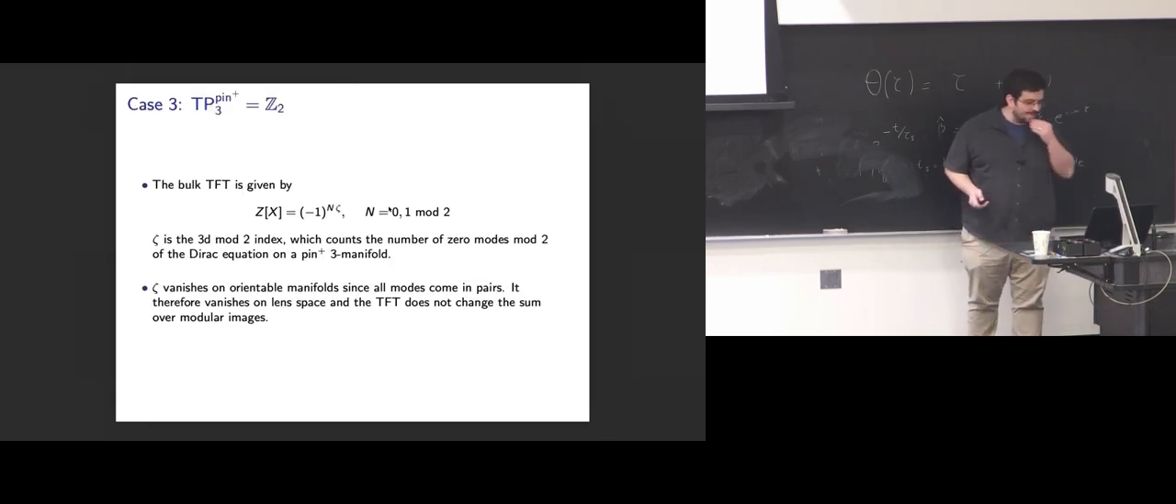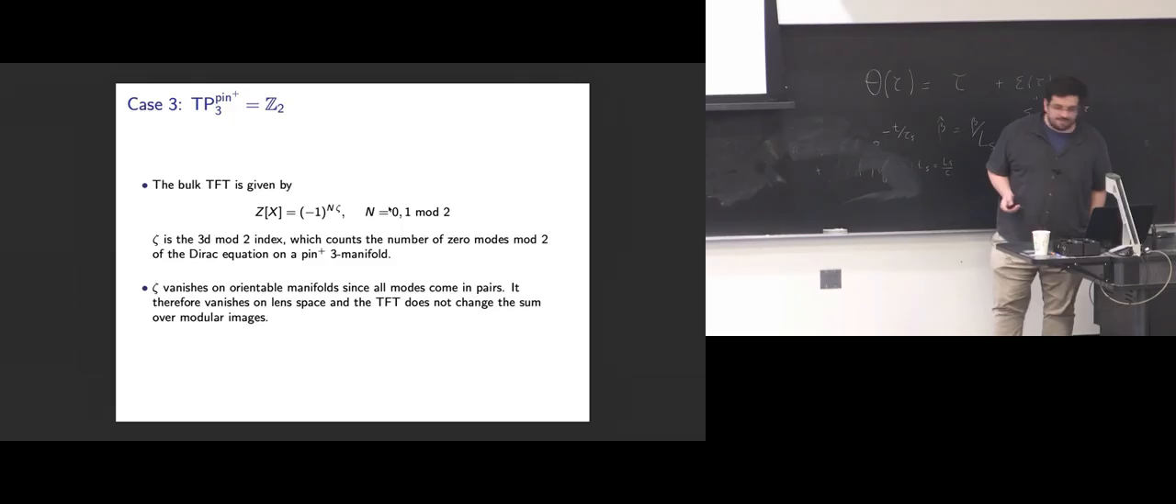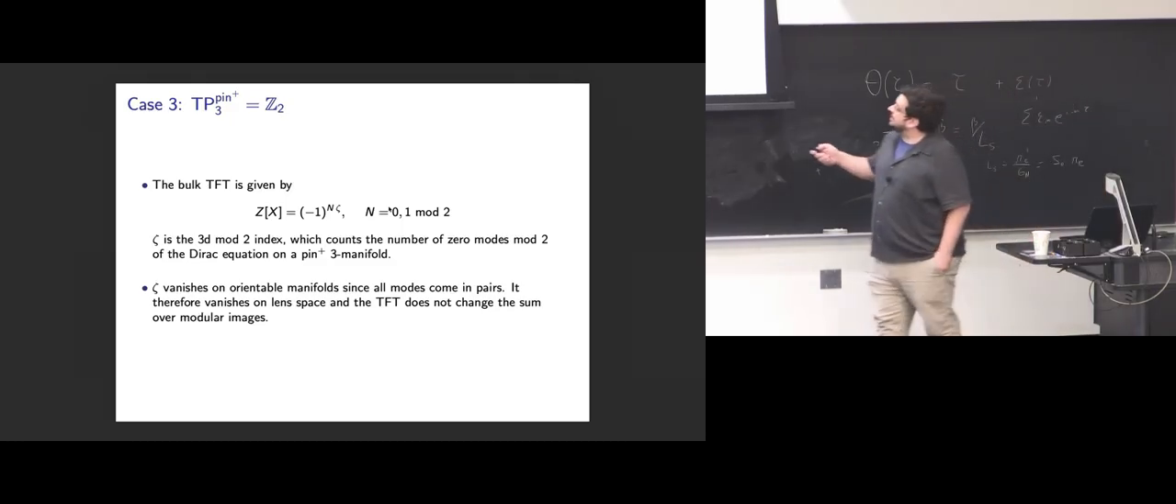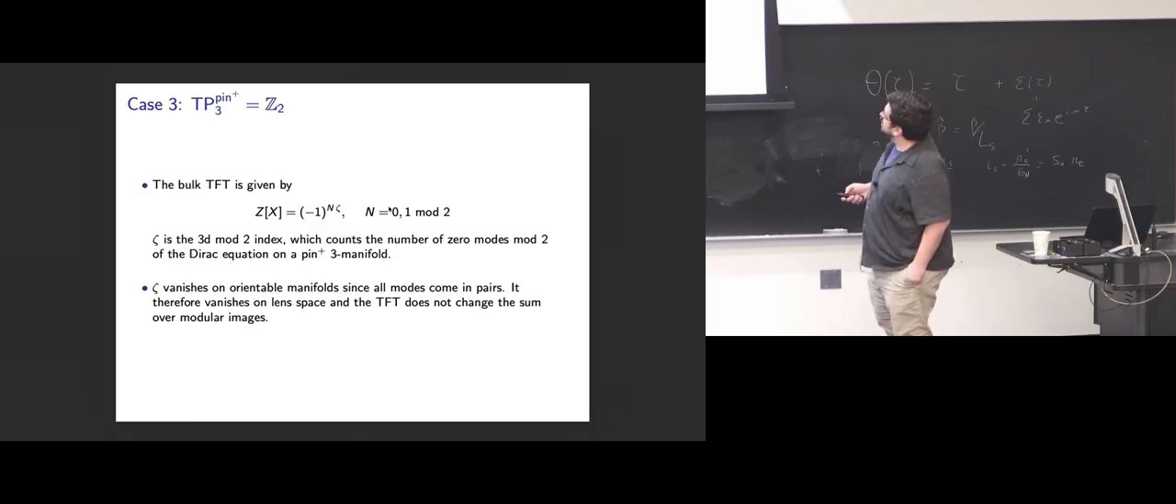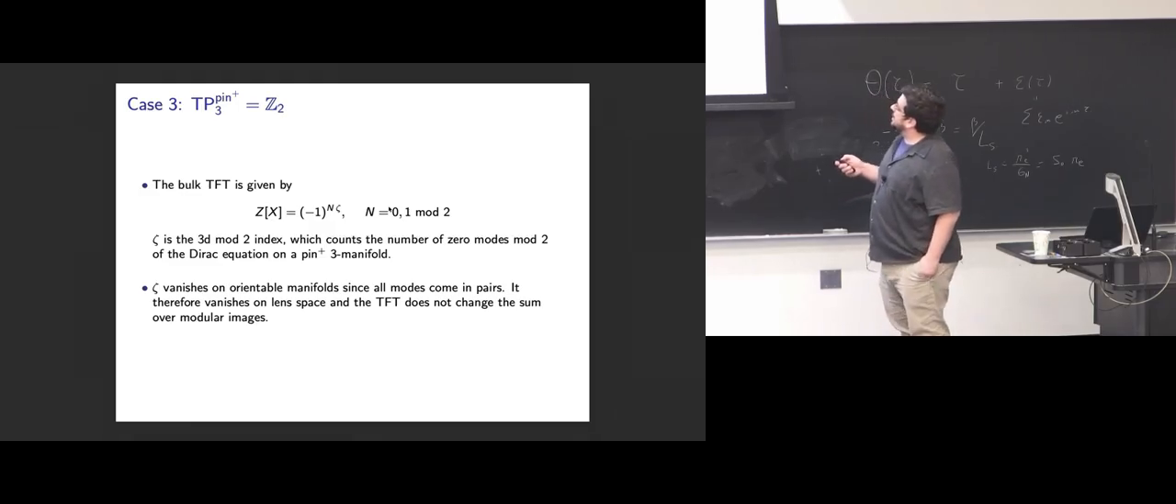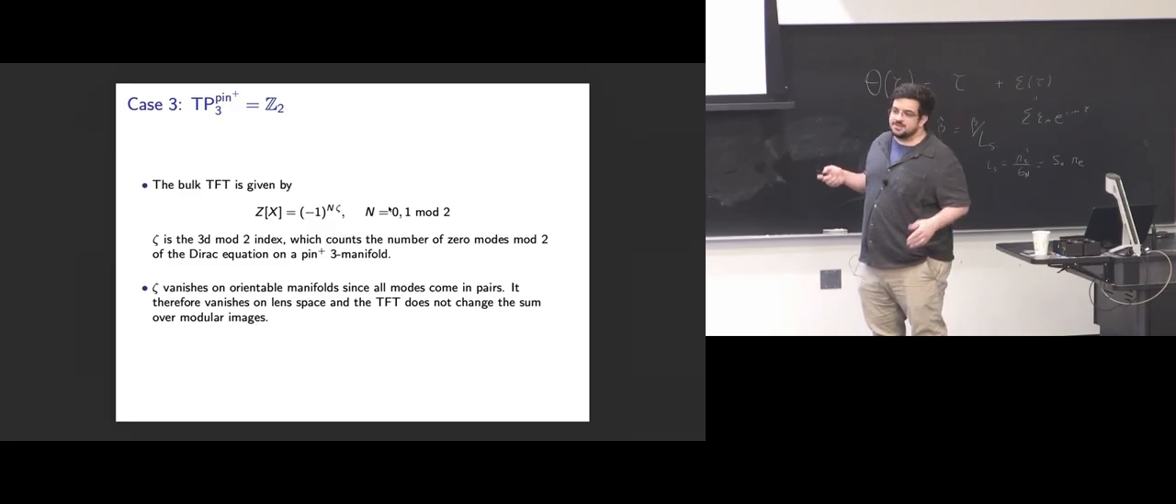Okay, so let me describe one that is non-trivial. So if you have pin plus structures, there is a non-trivial topological field theory, and the partition function is (-1)^(n zeta). Zeta is the 3D mod 2 index. This is the number of zero modes of the Dirac equation mod 2. And n could be like the parameter of the TFT. That could be even or odd. If it's even, the TFT is trivial. If it's odd, it's non-trivial.